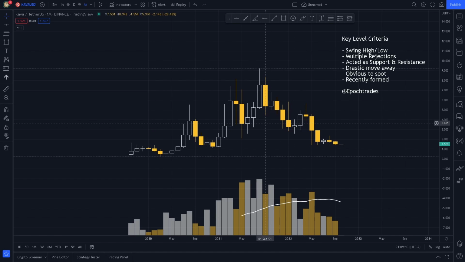Today we're going to be covering KAVA key levels on the higher time frames. Now, as always, we have our key level criteria, and we want to look for swing highs and swing lows, multiple rejections, acted as support and resistance, drastic moves away, obvious to spot, and recently formed. So we're on the monthly chart right now, and let's get right into it.